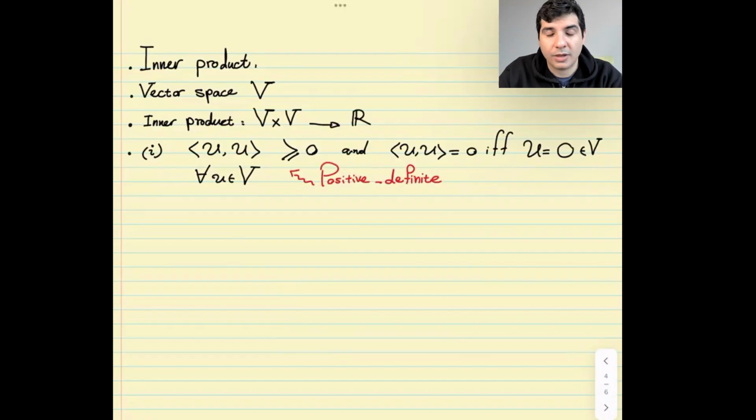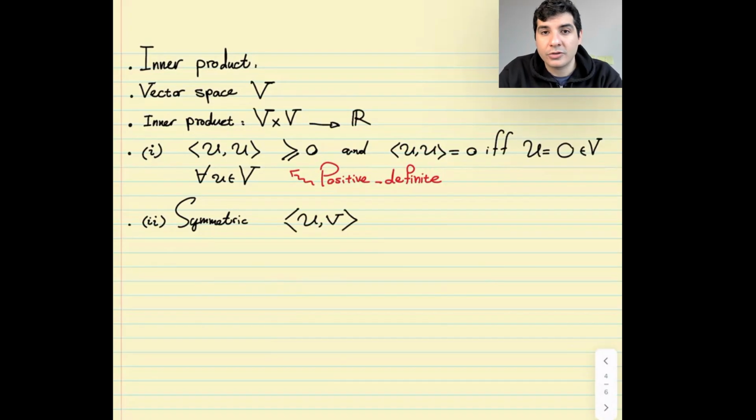What is the second? The second property is that the inner product is symmetric. Symmetry is the second property of the inner product, in the sense that the inner product of u and v for any two vectors u and v should be equal to the inner product of v and u. The order should not matter. If I change the order of u and v, first u then v or first v then u, the value of the inner product should be the same.